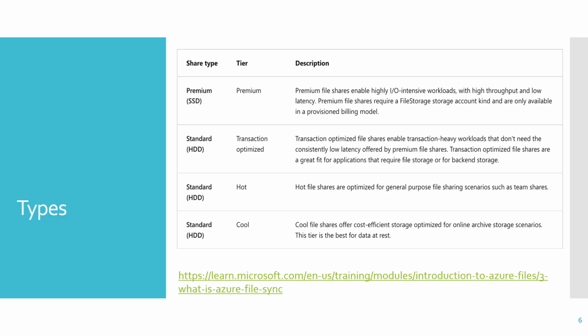Now coming to the hot tier within standard HDD, hot file shares are optimized for general purpose file sharing scenarios, such as team shares. That is the very frequent, common use of file sharing capability. And the final is standard HDD, which is the cool tier, used for cost efficient storage, optimized for online archive storage scenarios. This is specially used for data at rest. So these are the four tiers or types available within file share. Based on your requirement or design choice, you can map it to your needs.